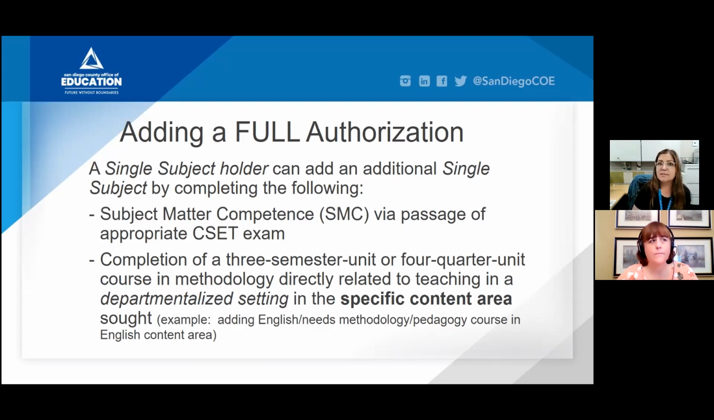So let's say it's mild moderate, you would need all those units, you would need methodology, pedagogy courses there, and probably a separate student teaching. But again, you would need to talk to the California college or university.